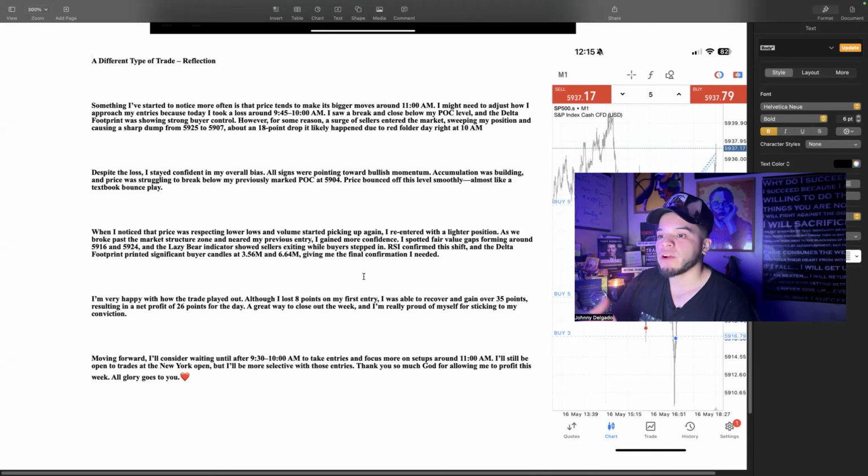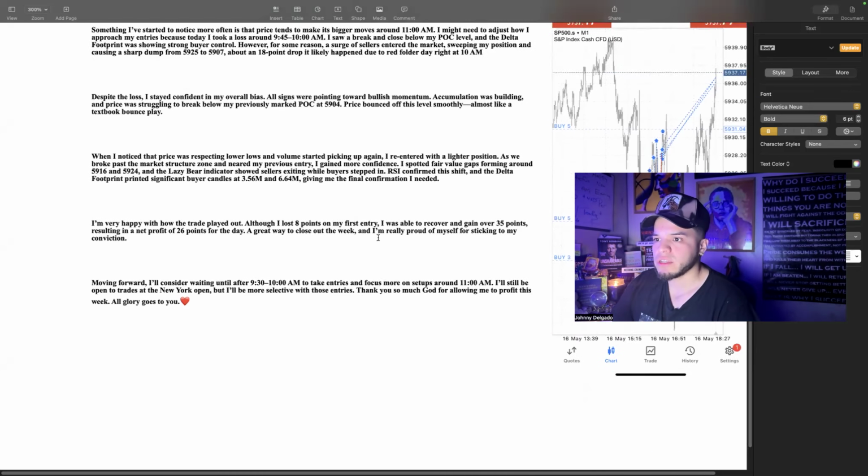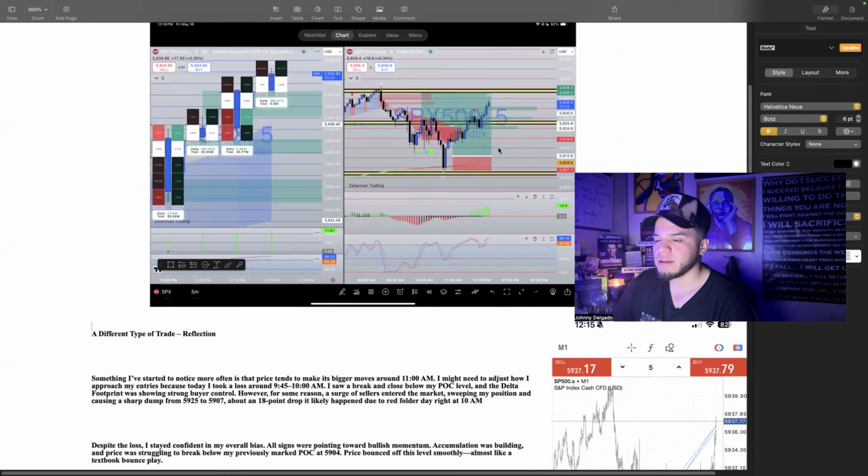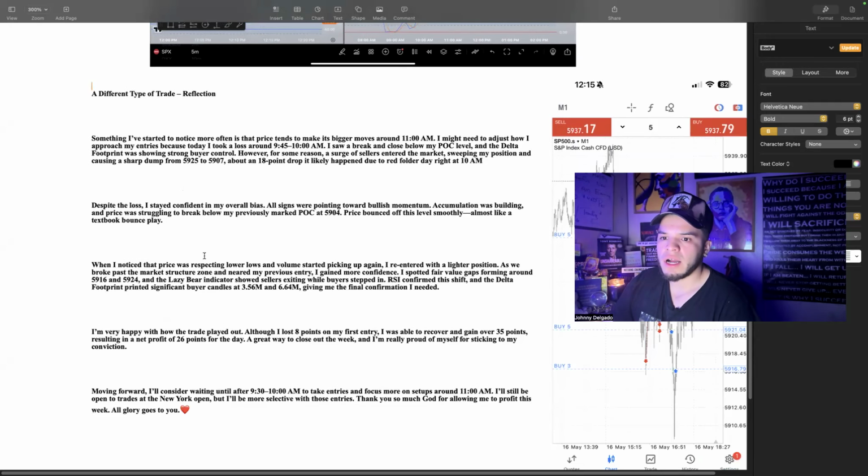And then I wrote this: as we broke past the market structure zone and nearly my previous entry, I gained more confidence and I spotted a fair value gap being formed around 59.16 and 59.24, which is literally right here, 59.16, 59.24. And the Lazy Bear indicator showed that sellers were exiting the market while buyers stepped in. The RSI confirmed this shift, and of course, the RSI and the Lazy Bear are just like a cherry on top.